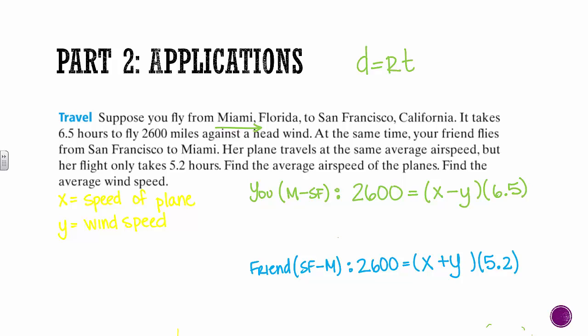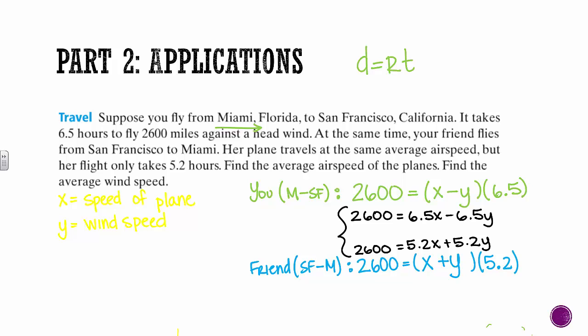Now before we can solve this, we need to get these looking good. We need to get them in standard form. So what we need to do is we need to distribute. That's why I left some room here. So this first one, 2600 equals 6.5x minus 6.5y. And then this one would be 2600 equals 5.2x plus 5.2y.